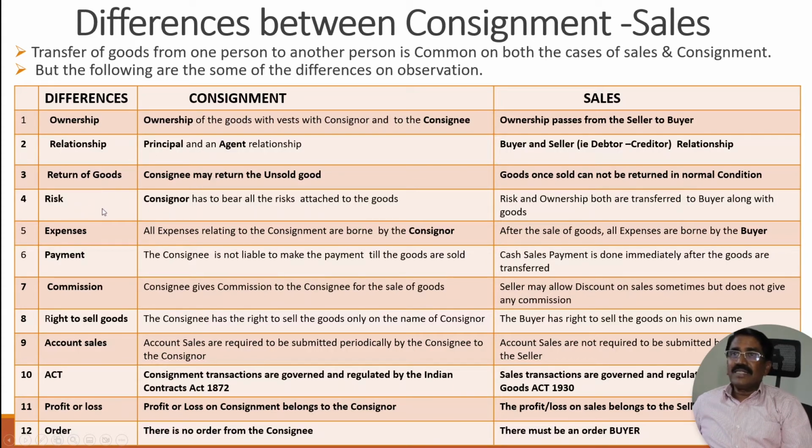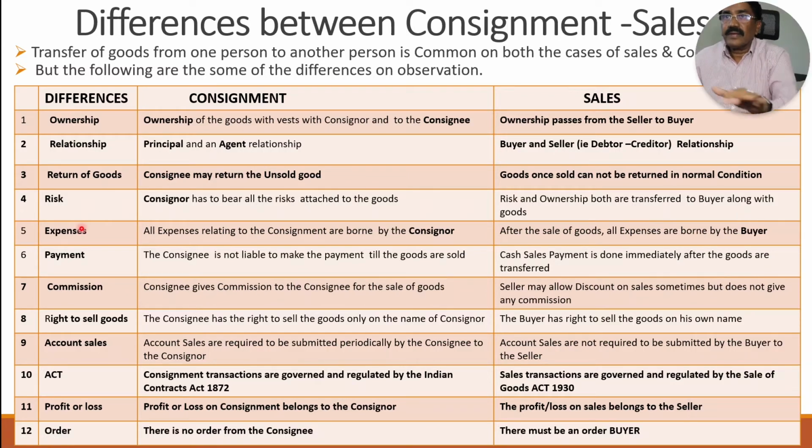Fourth point, risk. The consignor has to bear all the risk and all the expenses attached to the goods, whereas in a sale of goods, risk and ownership are both transferred to the buyer with the goods. Expenses. All the expenses related to the consignment are borne by the consignor. After the sale of the goods, all the expenses are borne by the buyer only.